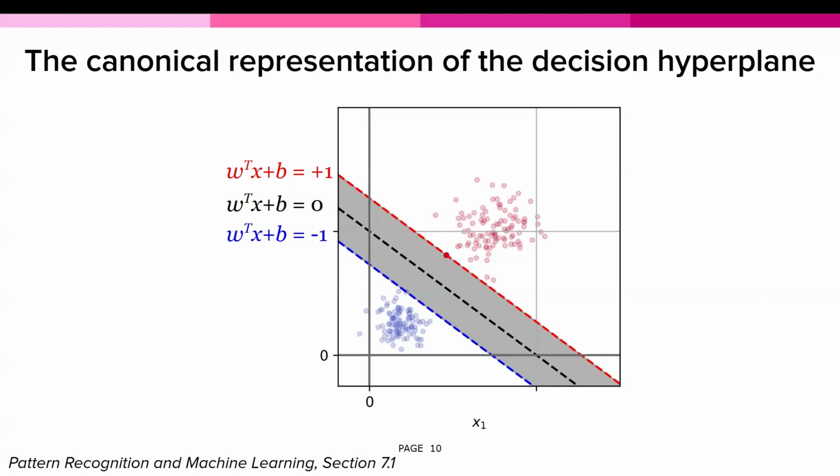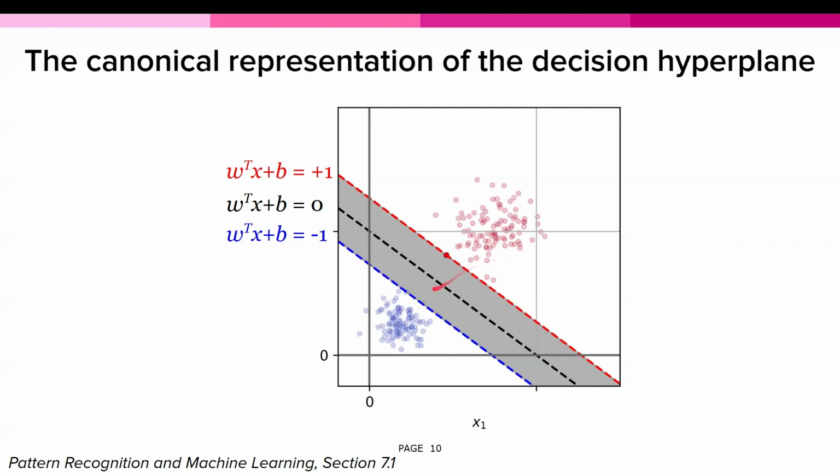So making this choice gives us what's known as the canonical representation of the decision hyperplane, which is depicted here. And so here we have 3 lines. The central dashed line represents the decision boundary, which is where the classifier predicts an equal likelihood between the two classes. Mathematically, this is the set of points where the decision function equals 0. And so the hyperplane divides the two regions or half spaces, and points on one side of the boundary belong to one class, and points on the other side belong to the other class.